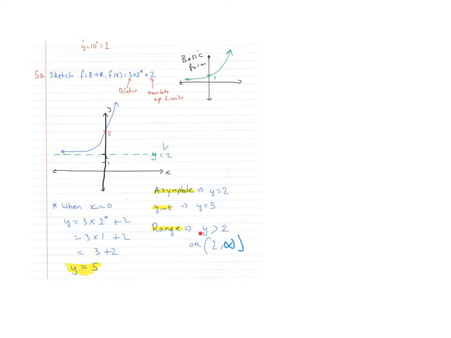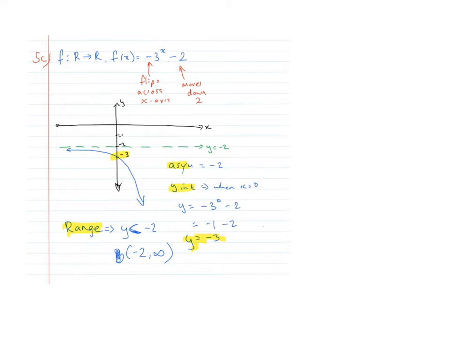Now I have to find my range, and my range, remember, is our y value. So that's this value up. It doesn't hit 2, but it's everything greater than 2. It's not equal to 2 because it doesn't touch the line here. We can write it as 2 to infinity, like that. Okay, so that's that one.